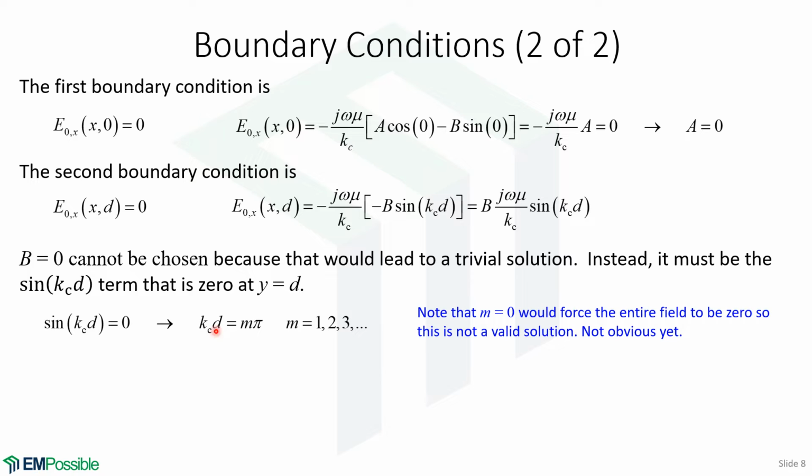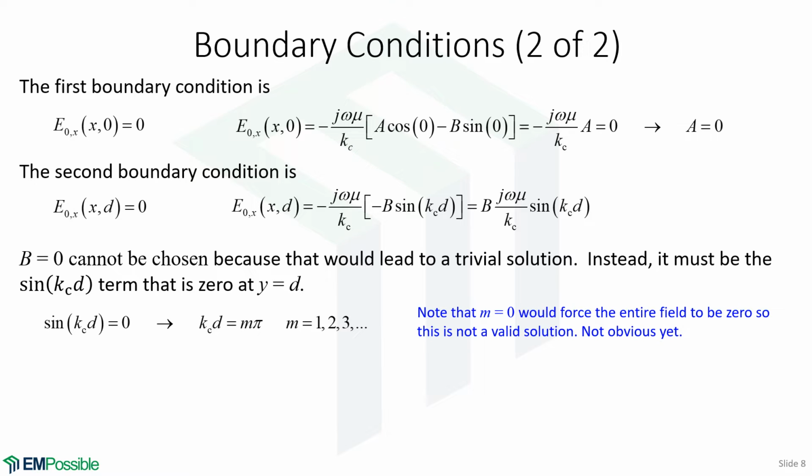So that means our kc times d has to be an integer multiple of pi, where m is this integer, and it's 1, 2, 3, 4, all the way up to infinity. There's a few interesting points we need to make here. First, notice I'm not including m equals 0. It turns out this is not a valid solution because it forces all of the electric fields to 0, and that's not a meaningful answer.